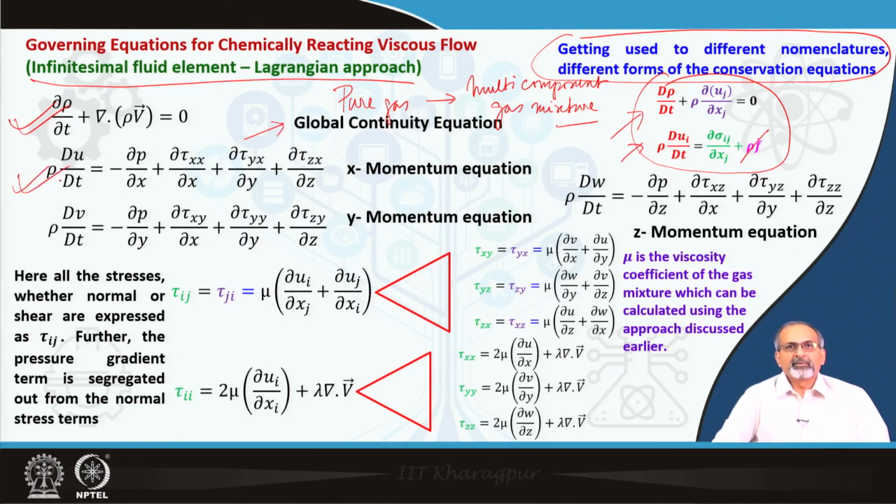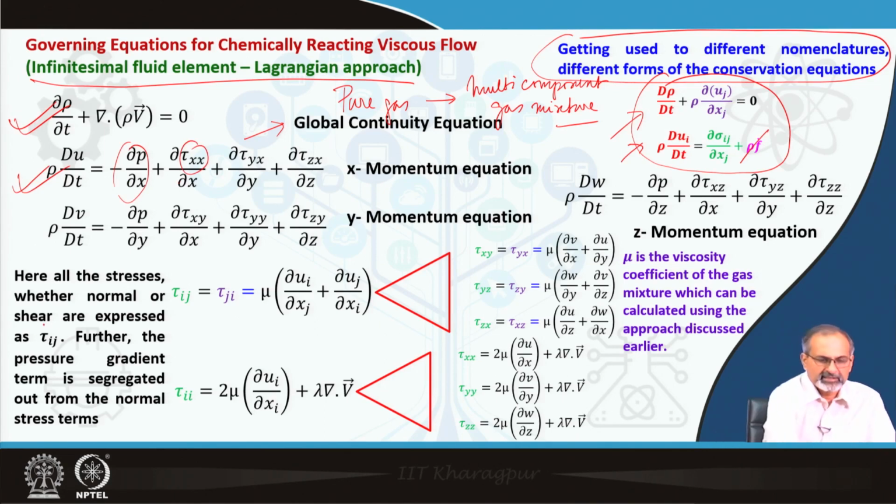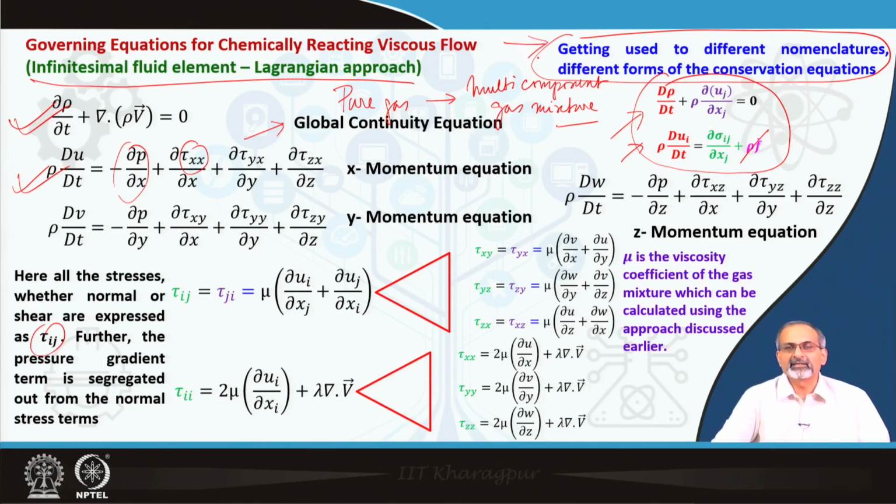Coming to the x momentum equation, we represent it in a form where pressure has been segregated out, as already mentioned, that you can do by taking it out from the normal stress components. We are representing the different stress terms, whether they are normal or shear in general, in a form like tau ij, which is a slight difference to what we showed a few slides back. That is where the adaptation to different nomenclatures becomes important.